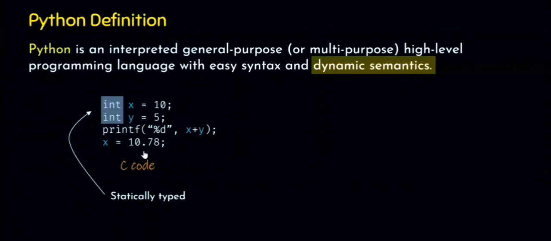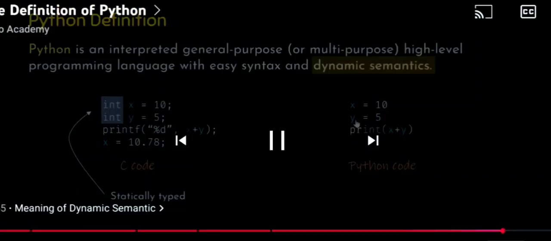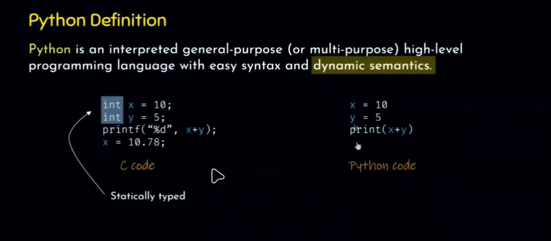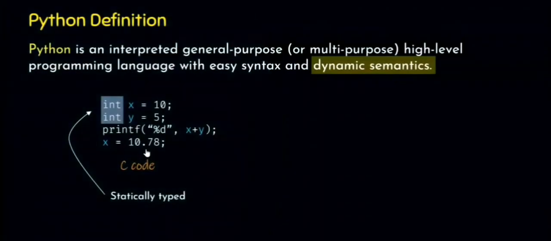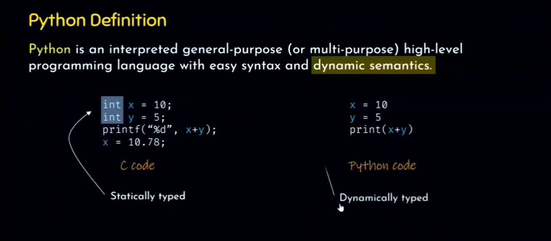Now, let's consider the equivalent Python code. We know that x has no type and y also has no type. In Python, there is no need to specify the type of a variable. This is the reason why Python is called a dynamically typed language. And this is the reason why variables are called dynamic objects. This also means that we can assign any type of value to these variables.